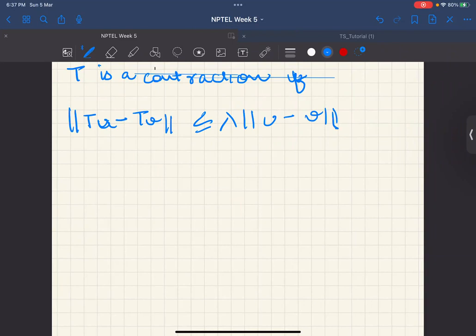Can you tell me what it is? Explained you now only. Yes. This is contraction mapping. I have U and V. They are some distance apart. If I apply T on both of them, they'll be closer than what they were before. This is what contraction mapping is.